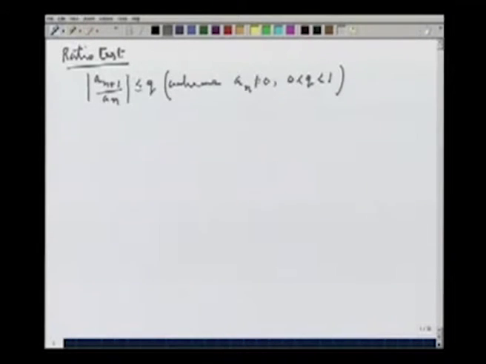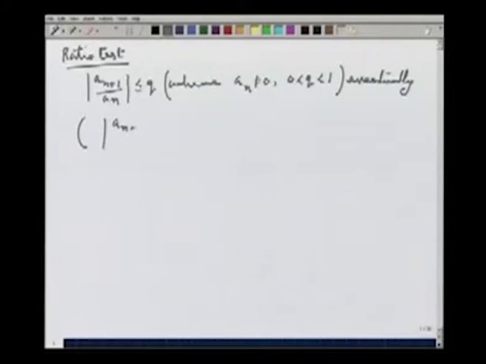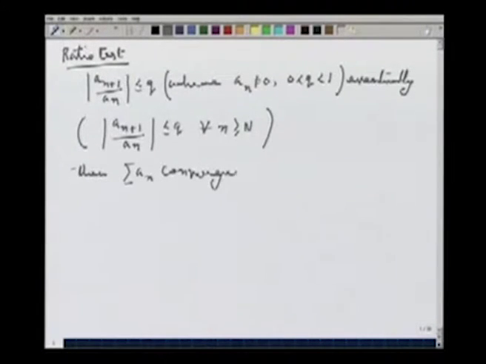And I assume that this inequality is true eventually. That is, after one stage, a_(n+1) by a_n is less than or equal to q. So in particular, what I mean is that mod a_(n+1) divided by a_n is less than or equal to q, let us say for all n bigger than or equal to some capital N. If this happens, then summation a_n converges absolutely. This is part A.